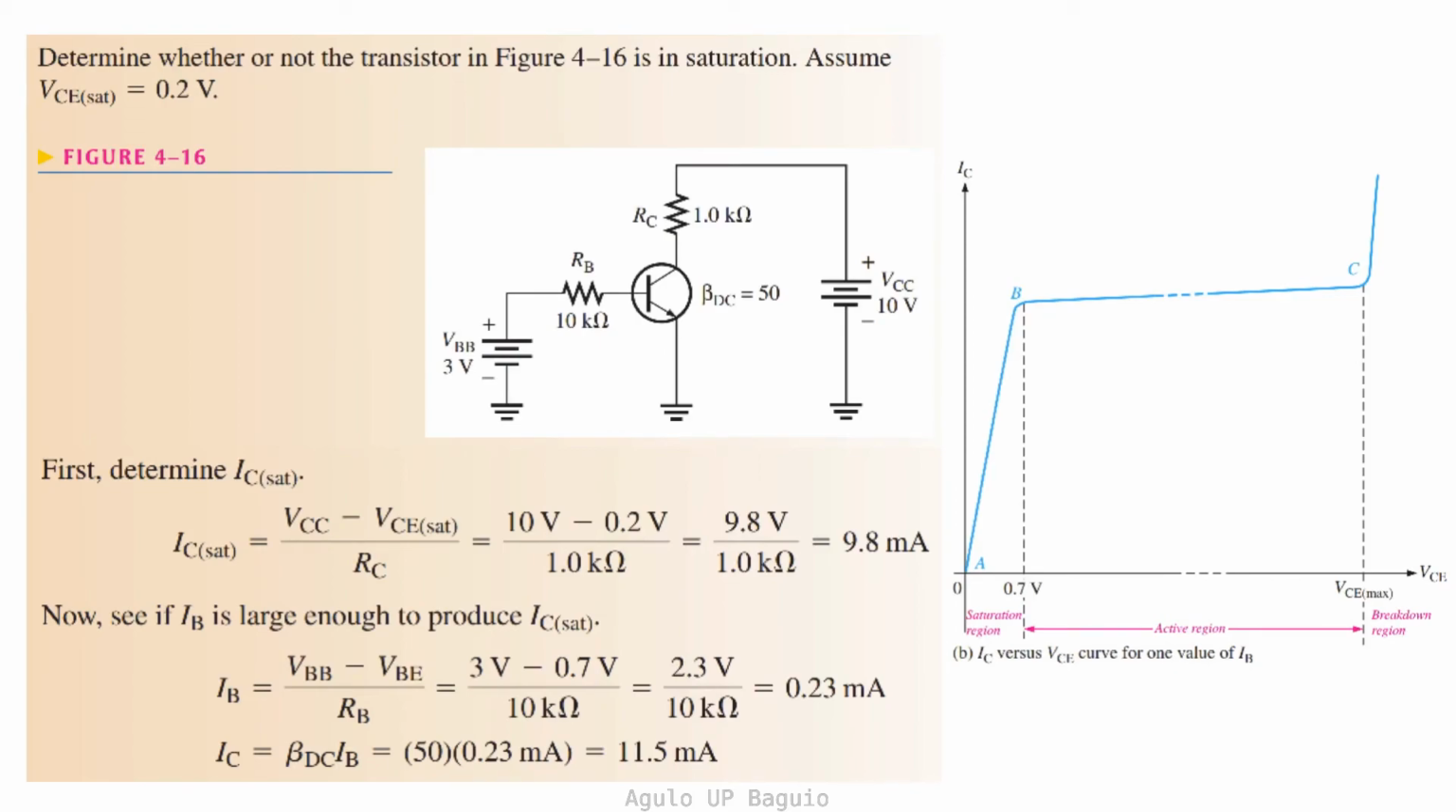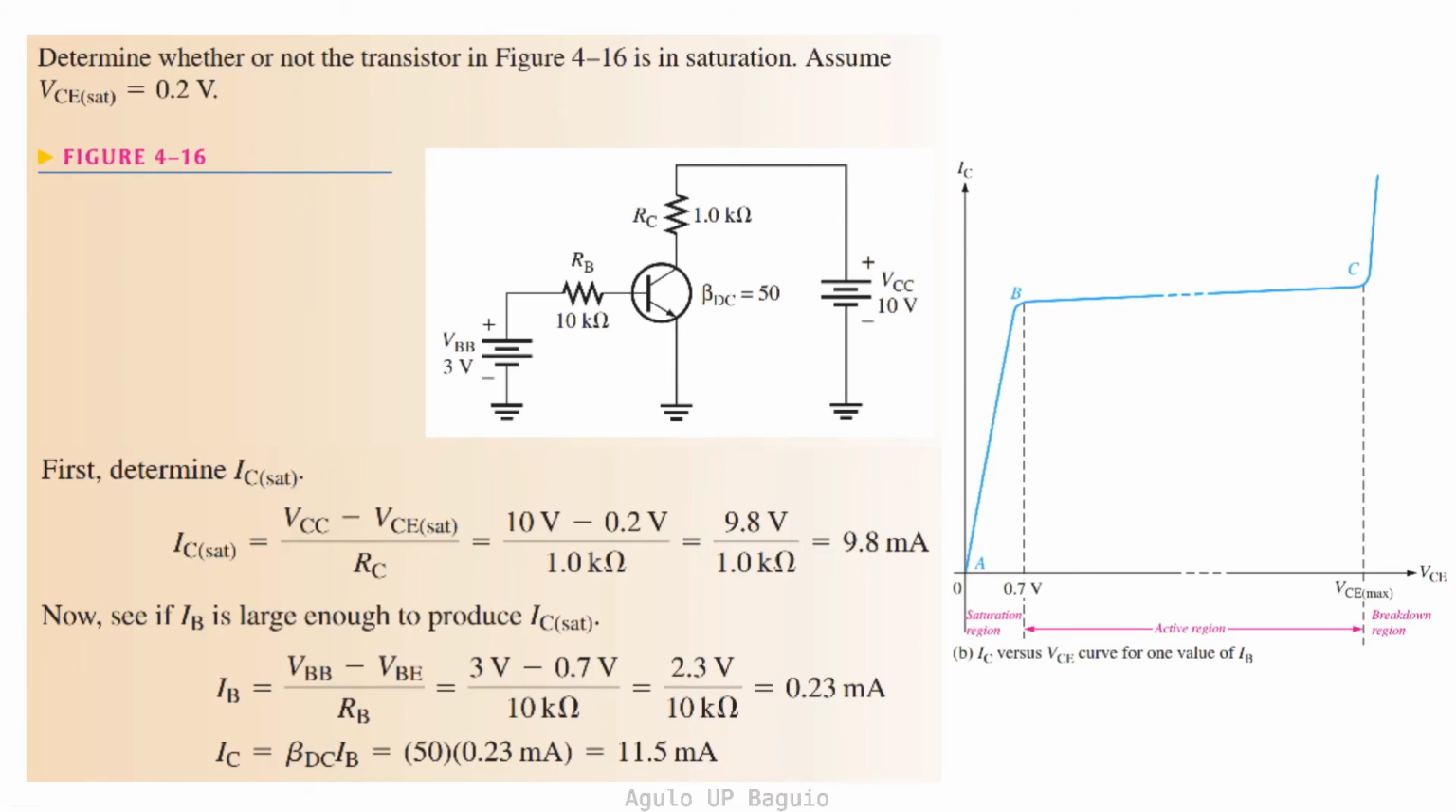Let's consider this example. Determine whether or not the transistor in figure 4-16 is in saturation. Assume VCE saturation equals 0.2 volts. From this circuit, we can solve IC saturation to be equal to VCC minus VCE sat over RC. VCC is 10 volts, VCE saturation is given as 0.2 volts, and RC is equal to 1.0 kiloohms. Thus, IC sat is equal to 9.8 milliamperes.